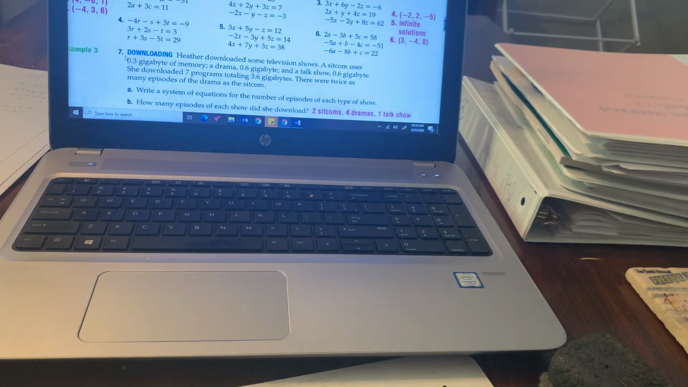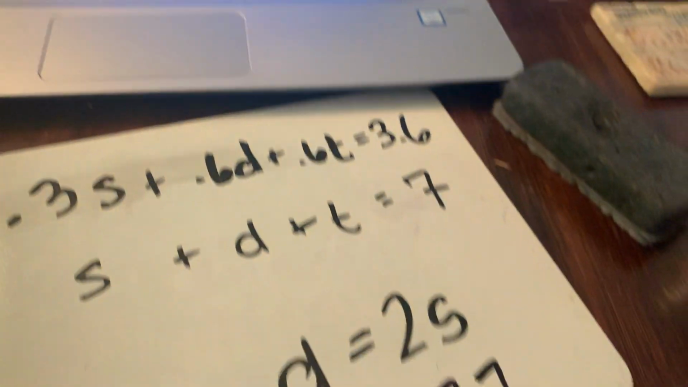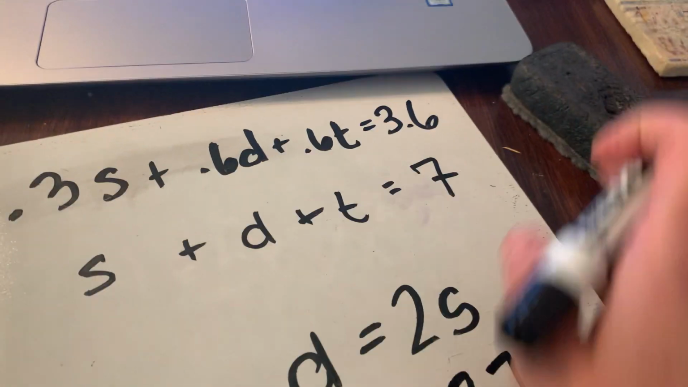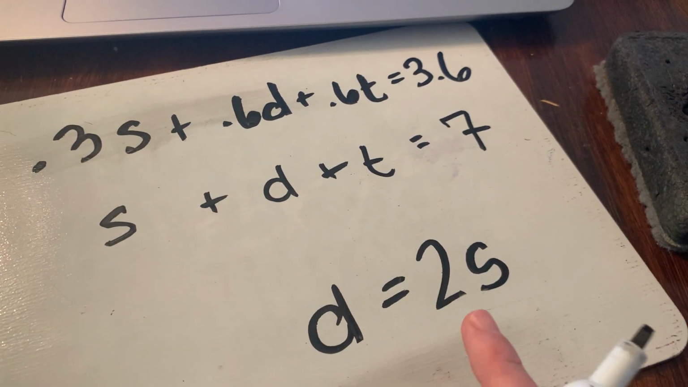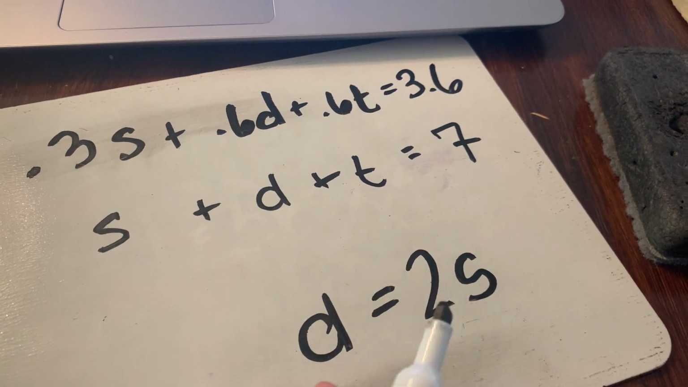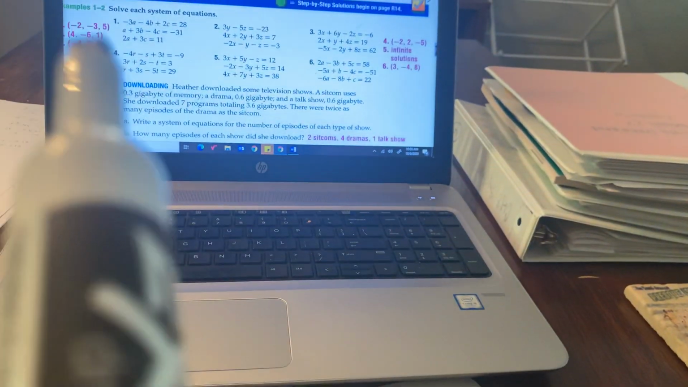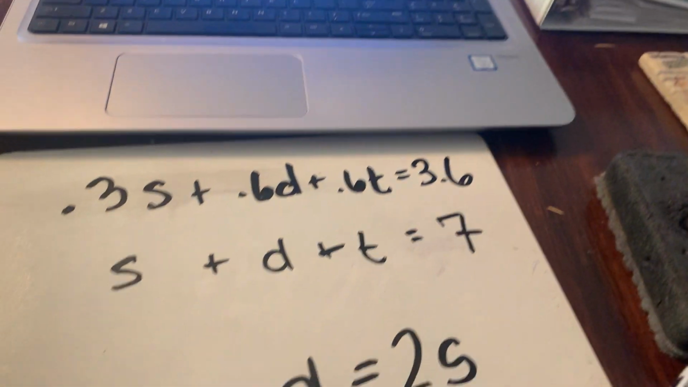So it says there were twice as many episodes of drama. Yeah, 14 and 7. So you know you did it right. So you know that you didn't have to do 2D equals S. So kind of write what you think it is, put some fake numbers in, and see if it logically makes sense with the problem. Then you did it right.